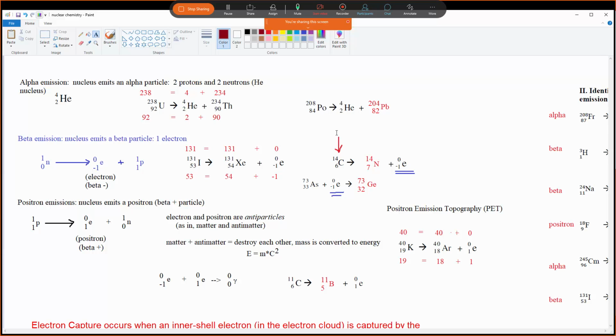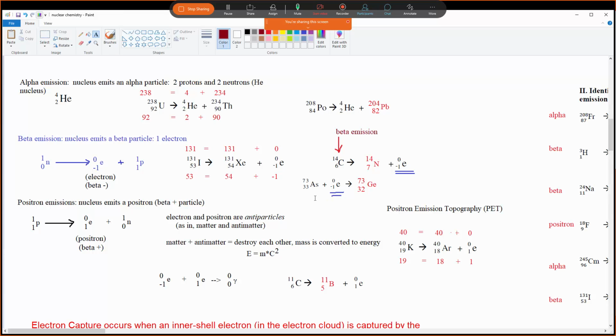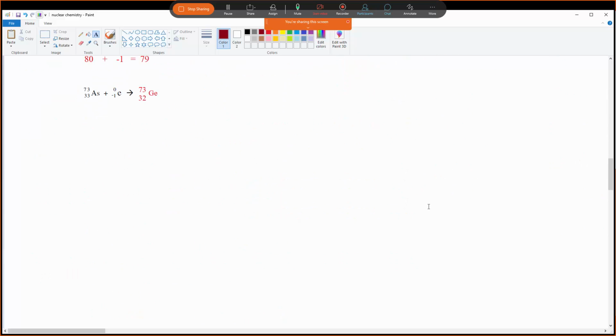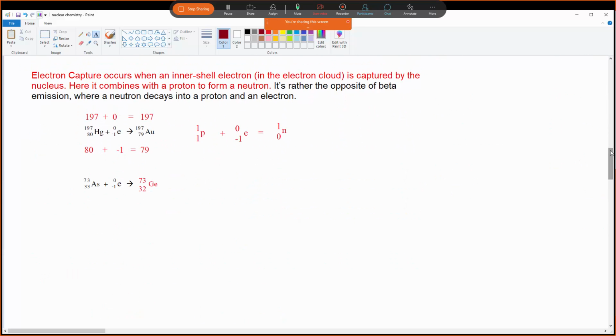Just to clarify, this is beta emission. And of course, this one is my electron capture. Okay. All right, so that's electron capture. So you have the beta particle, but it's on a different side. So pay attention to the word. A capture means that the nucleus is capturing it, and the emission means that the nucleus is emitting it, and that'll kind of help you follow it to see what direction it should be going. Okay, good.